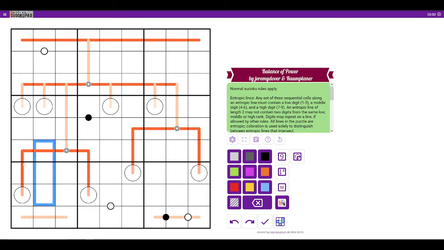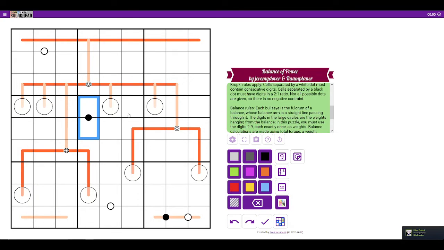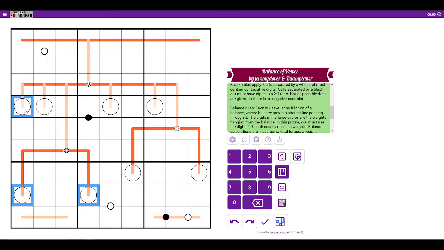So anything down here has a multiplication of 1, this is a multiplication of 2. There must be even on both sides. Kropke dots. Black is 2 to 1. That's consecutive, and that's the puzzle. Let's begin. So right away, we already know that this is the digits 2 through 9.